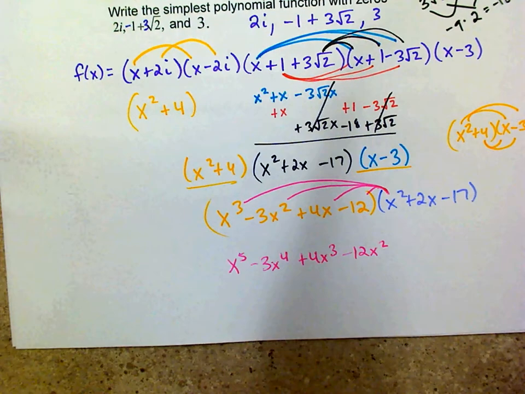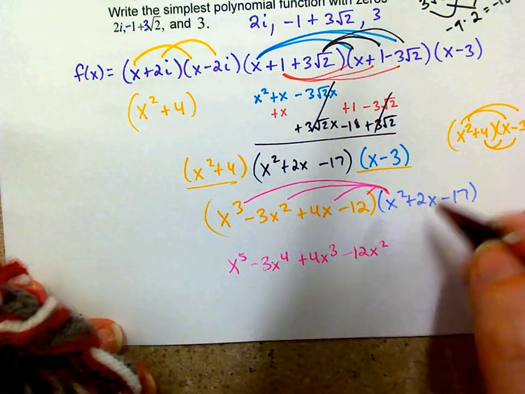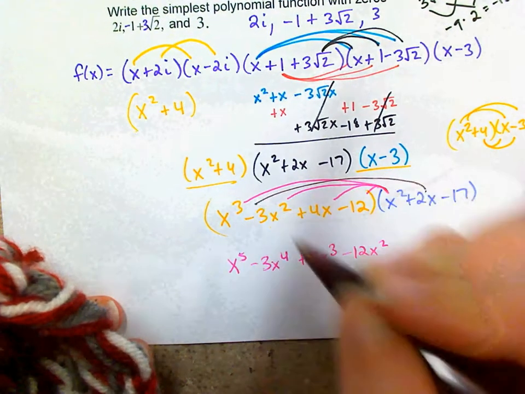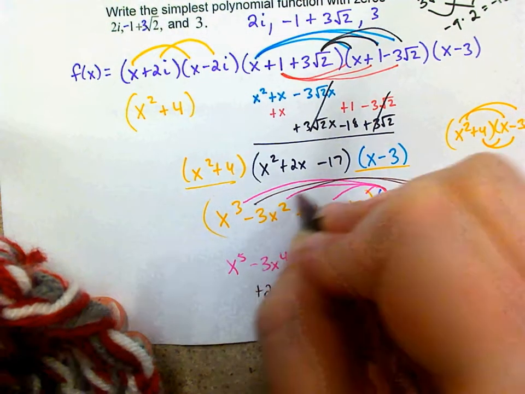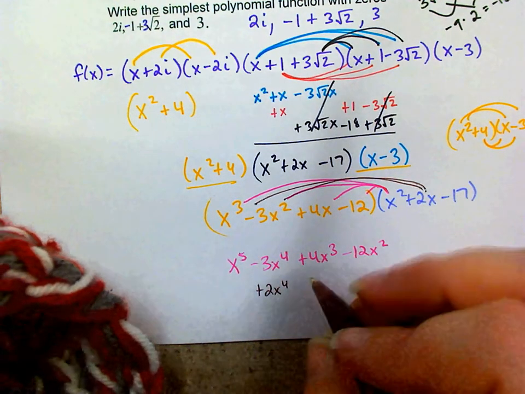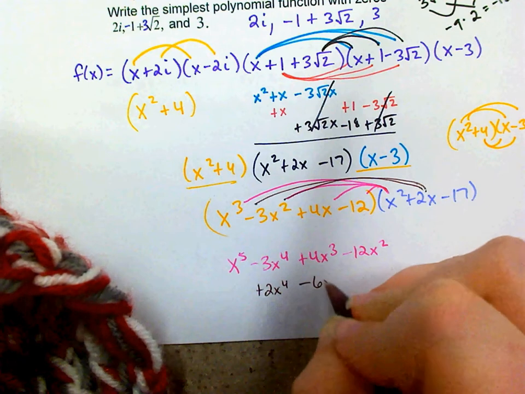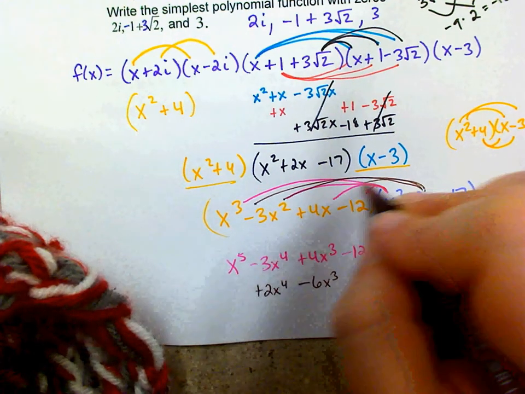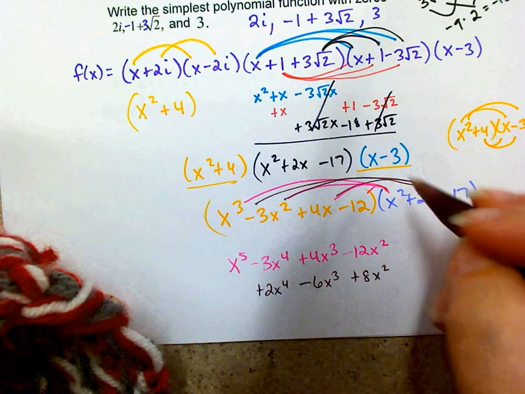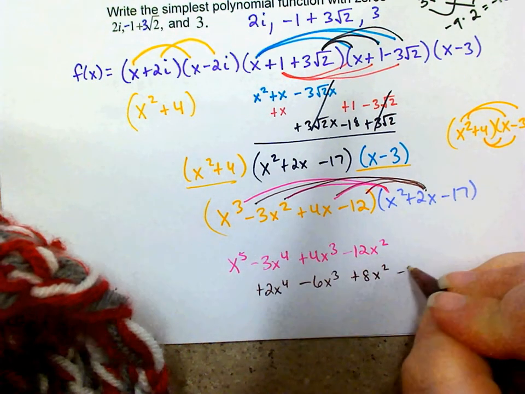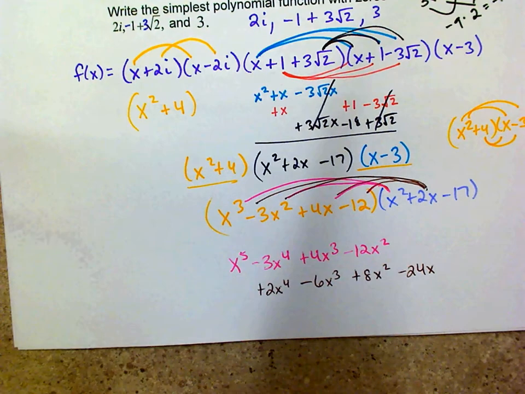2x times all those. So 2x times x cubed is a positive 2x to the 4th. 2x times a negative 3x squared is a negative 6x cubed. 2x times 4x is 8x squared. 2x times negative 12 is a negative 24x. And then I'm going to distribute the negative 17.